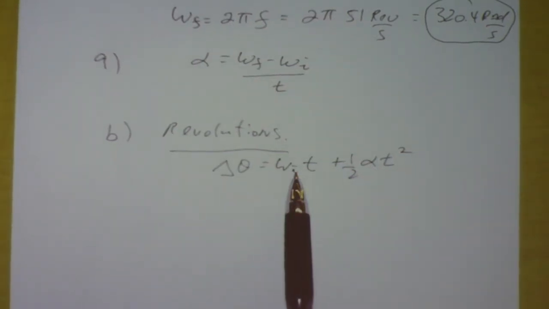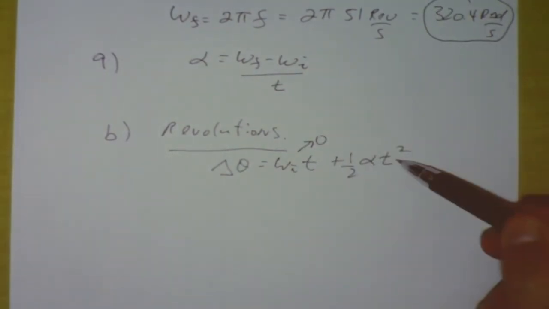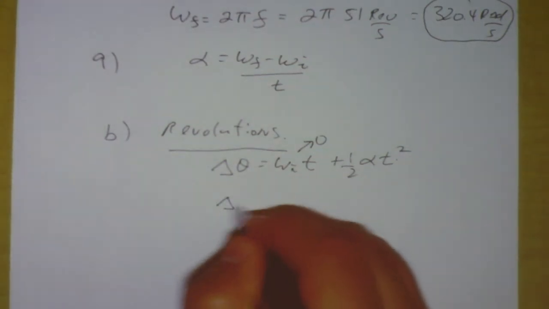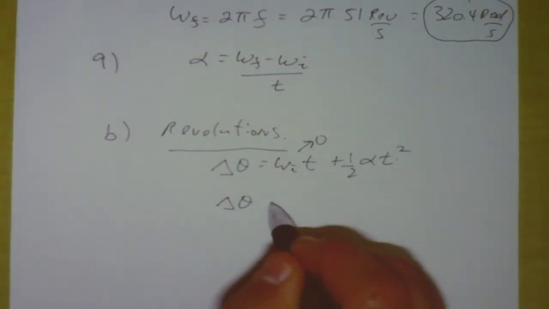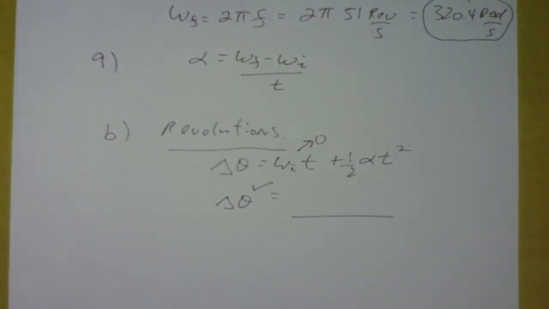Initial angular velocity is 0. Okay, so this term would be 0. That leaves 1/2 alpha t squared. Okay, this one actually will work for you. You'll just have to have alpha from the first part. So I'll put a check mark. Put the numbers in, and you get the amount of radians.